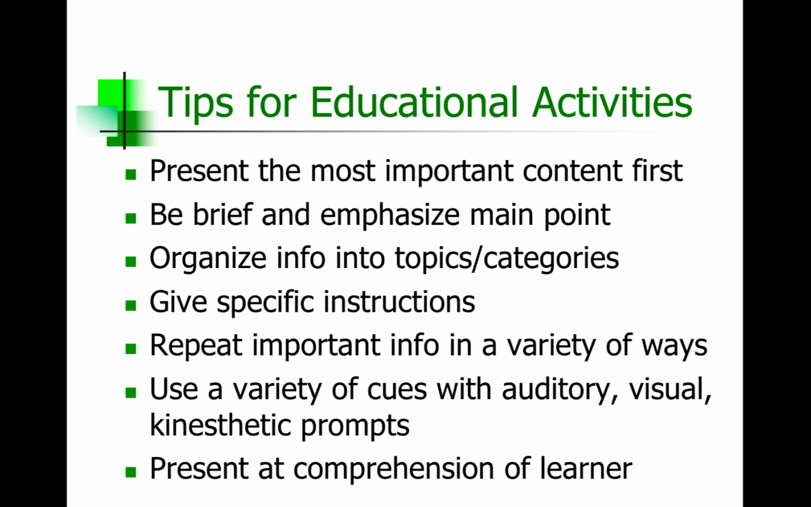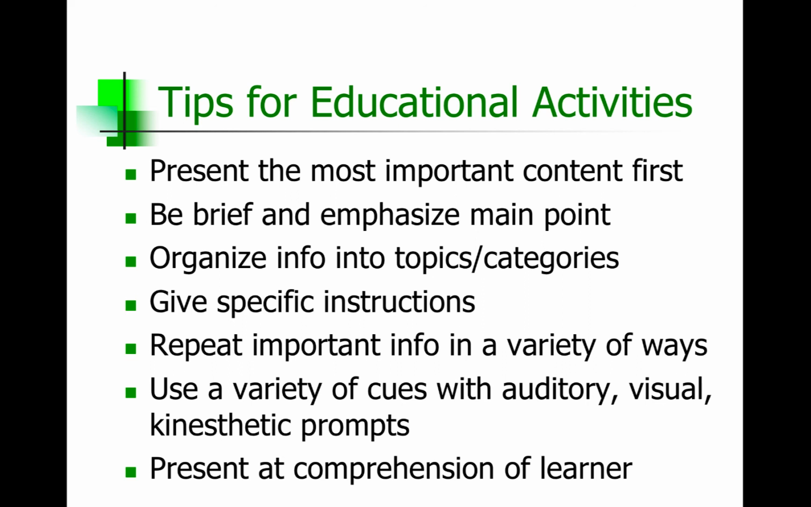Repeat important information in a variety of ways, right? You already looked at whether you are an auditory learner versus a visual learner versus a kinesthetic learner. So maybe if you can have the person read the material and hear the material and then actually try out and practice with the material, using all different methods will help a person learn. Use a variety of cues. Again, the auditory, visual, and kinesthetic prompts are all helpful. And then present at the comprehension level of the learner. We're going to do this in class, but you want to think about the level of your learners.